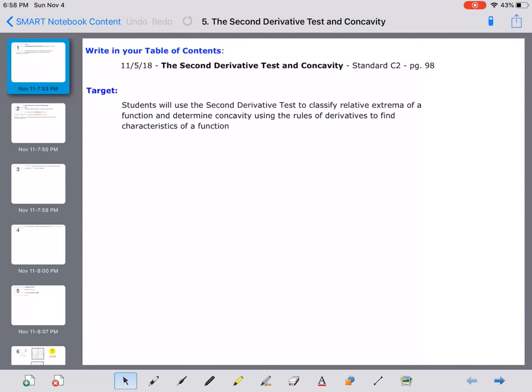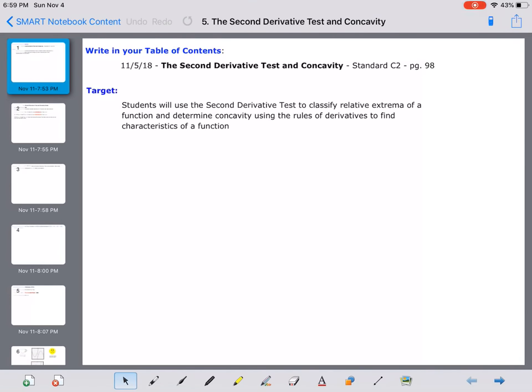Okay, so last week we learned how to use our first derivative to determine things like where our function was increasing versus where it was decreasing, and to identify our relative maxes and our relative mins. So this video is going to cover how we use the second derivative to maybe simplify that process for maxes and mins, and then how we use the second derivative to determine what we call concavity of the graph, and then of course points of inflection.